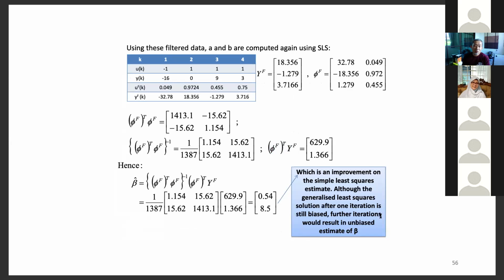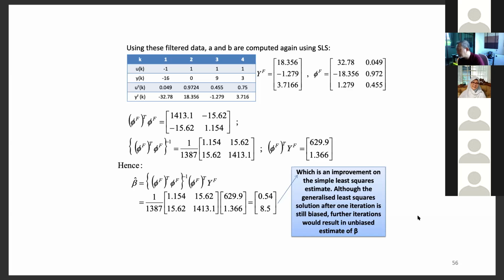Although the generalized least squares solution after one iteration is still biased, further iterations will result in an unbiased estimate of beta. If you want to do a longer calculation, you calculate until you get convergence of that particular value using a computer program. But for manual calculation, you have to follow my samples here, which can be calculated in between half an hour to 45 minutes.